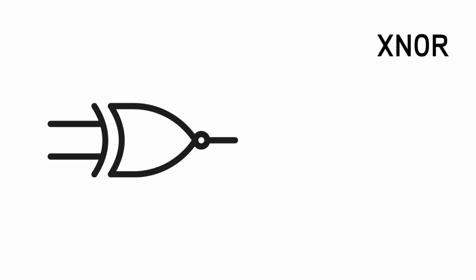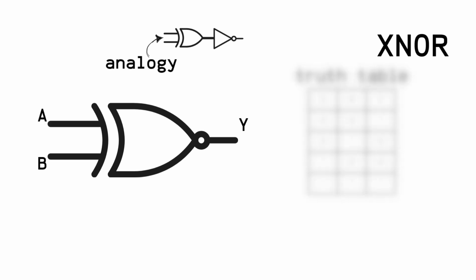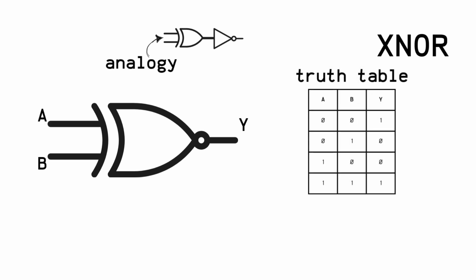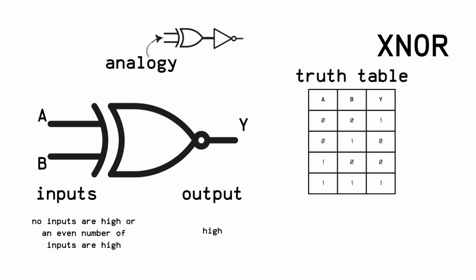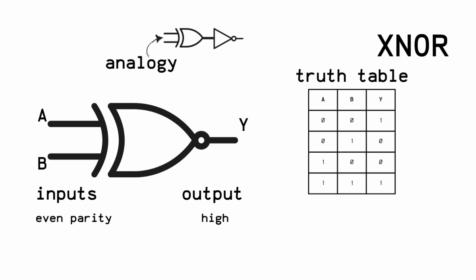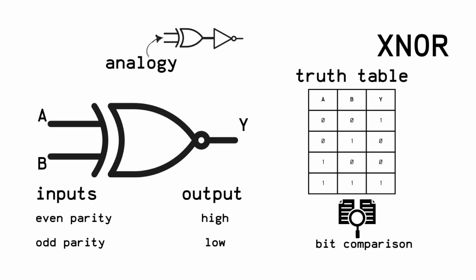Exclusive NOR gate. This can be visualized as an exclusive OR gate in series with a NOT gate. Thus, the two are opposites of each other. The exclusive NOR gate yields a high output if there are no high inputs or if there is an even number of high inputs. Otherwise, the output is low. Simply put, this means that it produces a high output for even parity binary words and a low output for odd parity binary words. The most common application of exclusive NOR gates is in bit comparison.